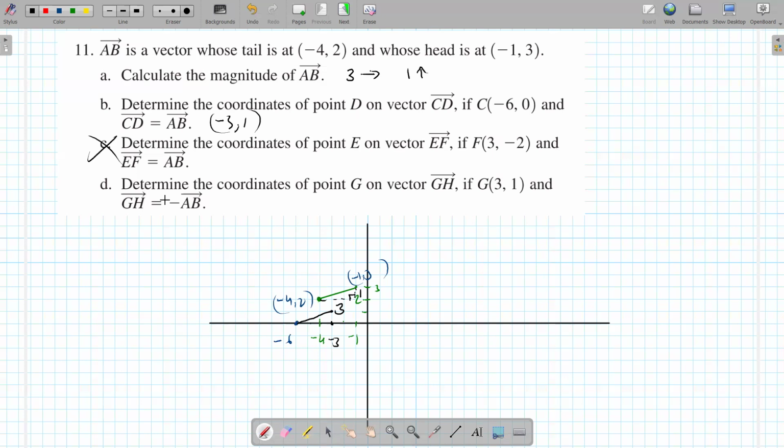Let's go to D. Determine the coordinates of point G on vector GH if G is this, and so on. So we're looking for GH. And G is at 3, 1. So 1, 2, 3, and 1. This is G right here. And it says GH is the opposite of AB.